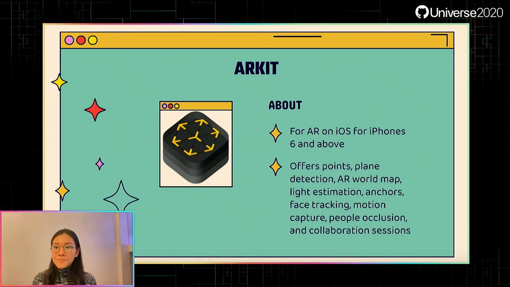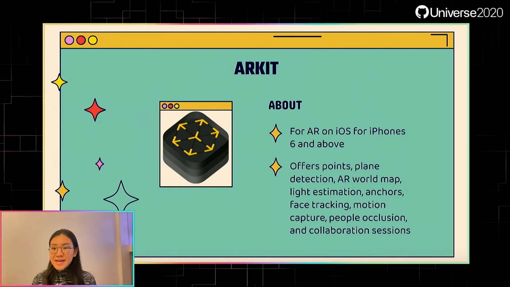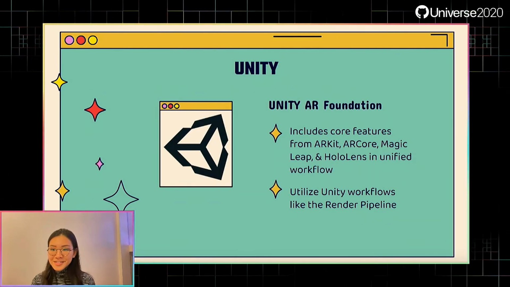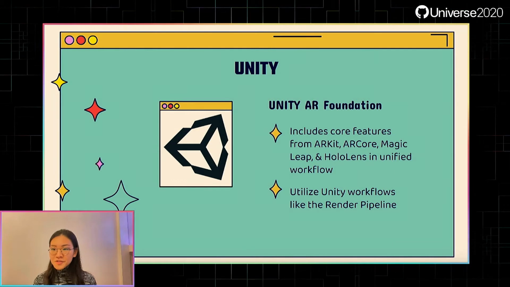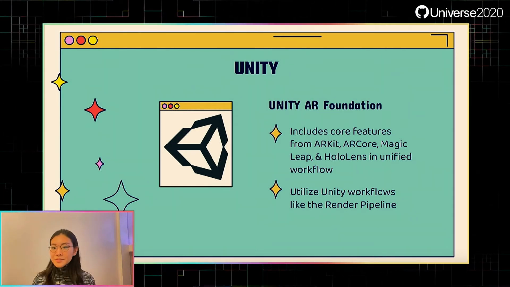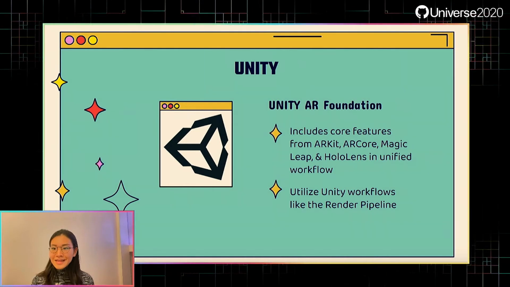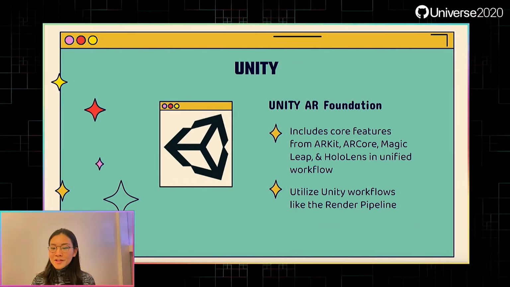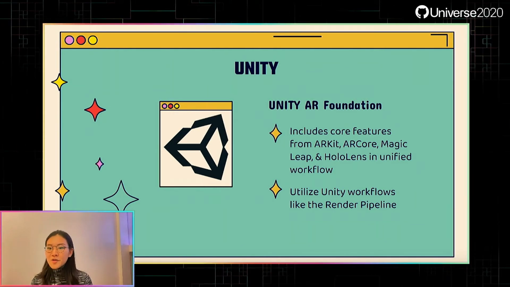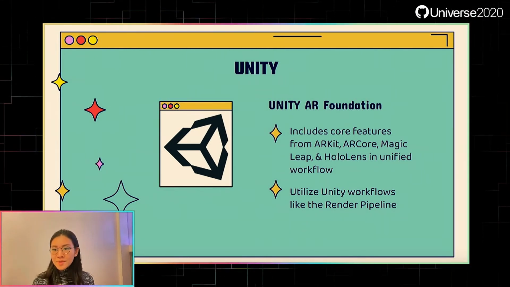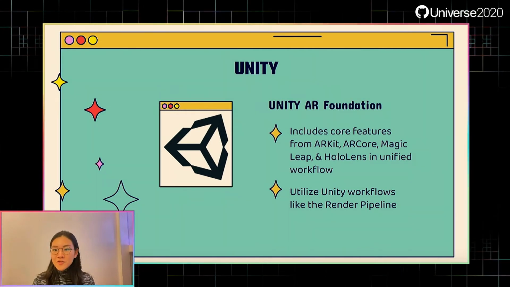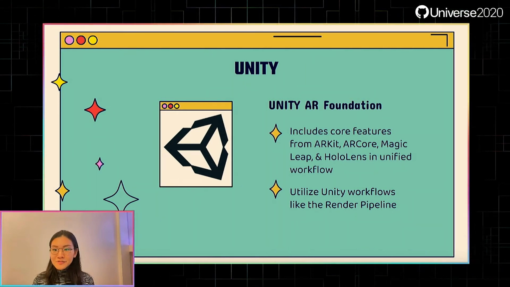And then we have Unity, which has a really robust toolkit for AR development called the Unity AR Foundation, which includes core features from ARKit, ARCore, Magic Leap, and HoloLens. And what's unique about the AR Foundation is that they let you take currently unavailable features with you whenever you switch between AR platforms. So if a feature is enabled on one platform but not another, they'll help you transition so that whenever you are switching platforms, you're not rebuilding the AR experience from scratch.